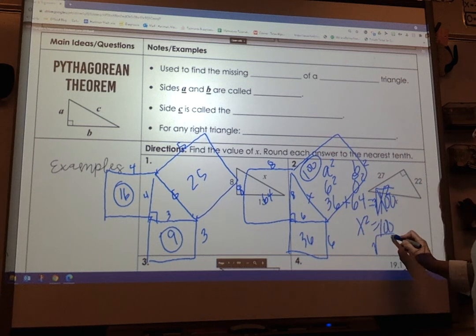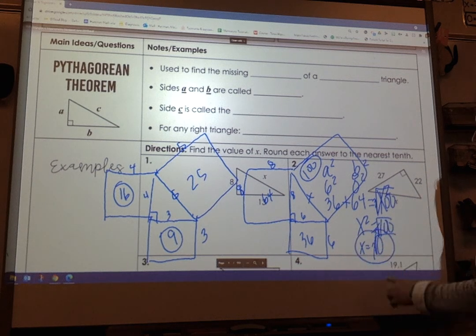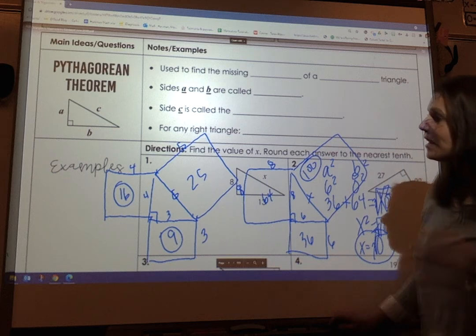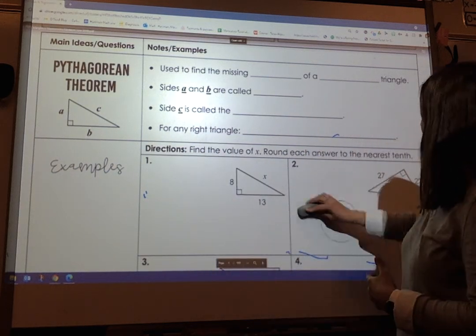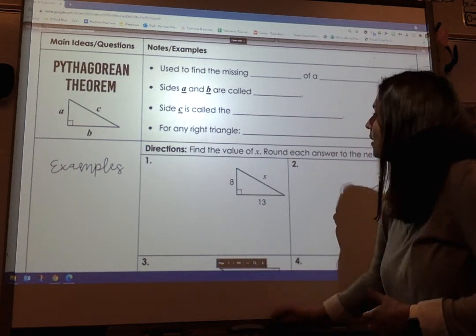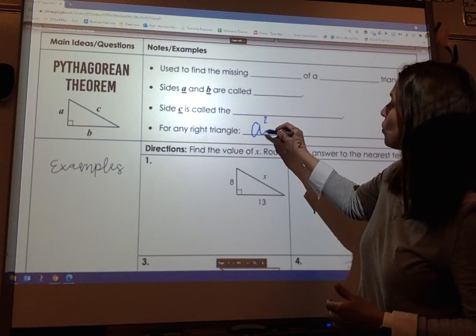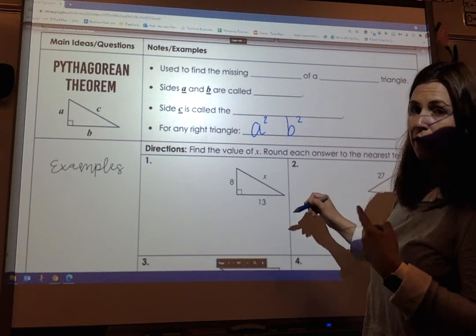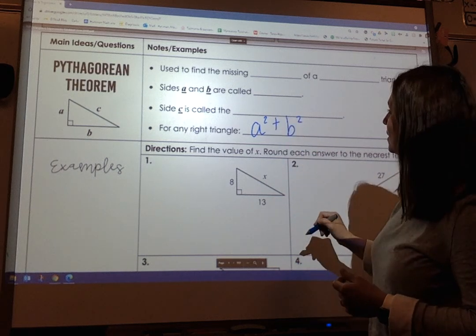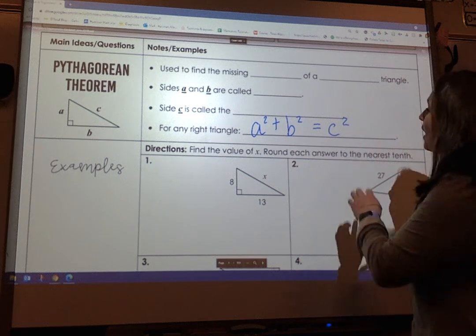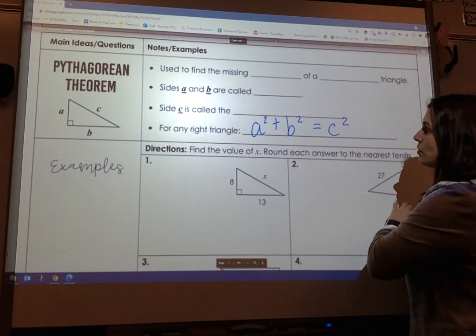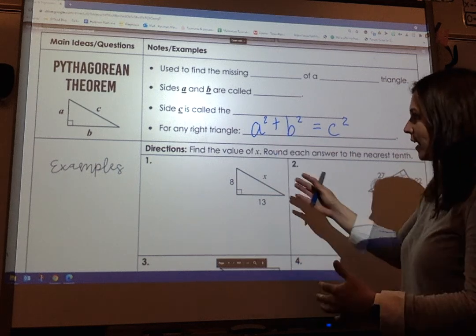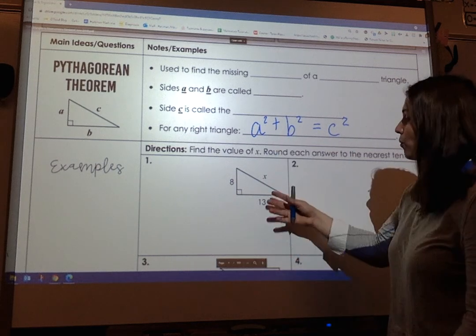So what do I have to do? I take the square root. So x equals the square root of 100, which is 10. So that's how he's getting the formula when we go back up here. For any right triangle, he squared this leg, he squared this leg, he added them together, and then he got the area of that other square, the biggest square, the hypotenuse. So that's the formula that allows me to solve for right triangles.